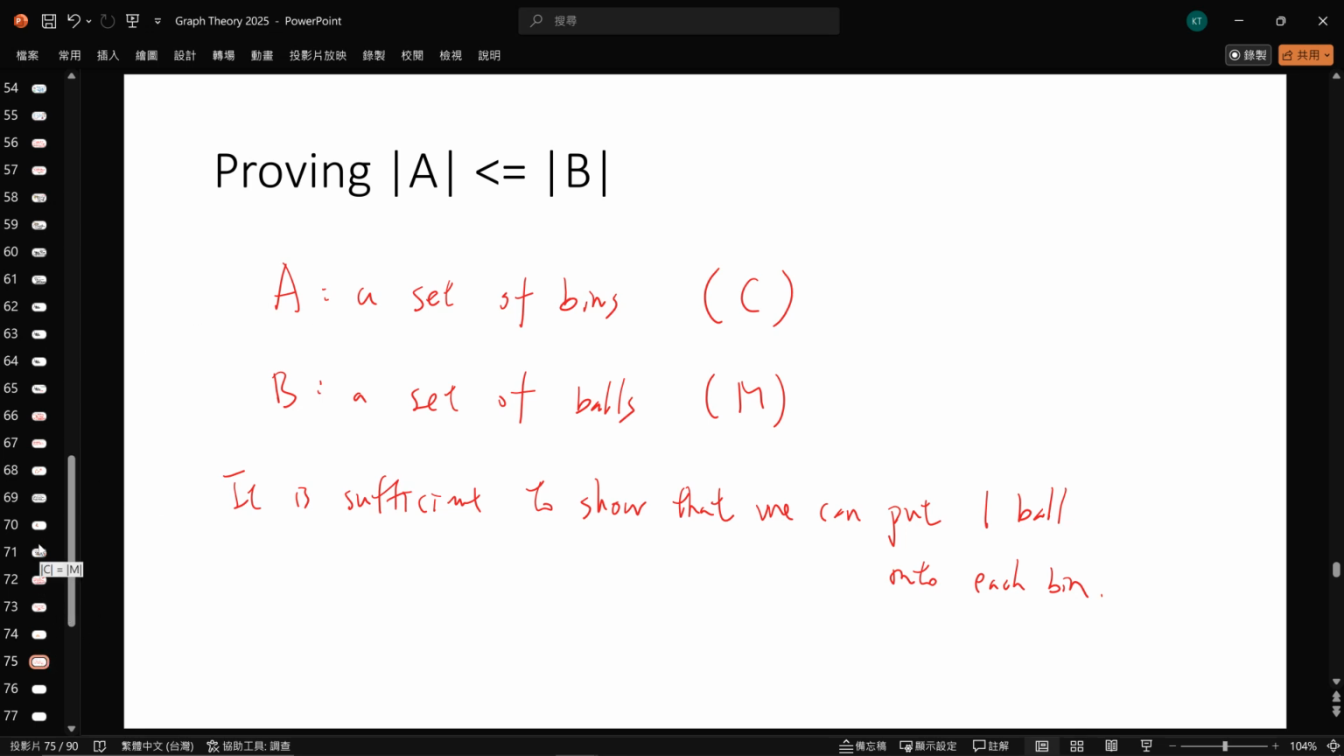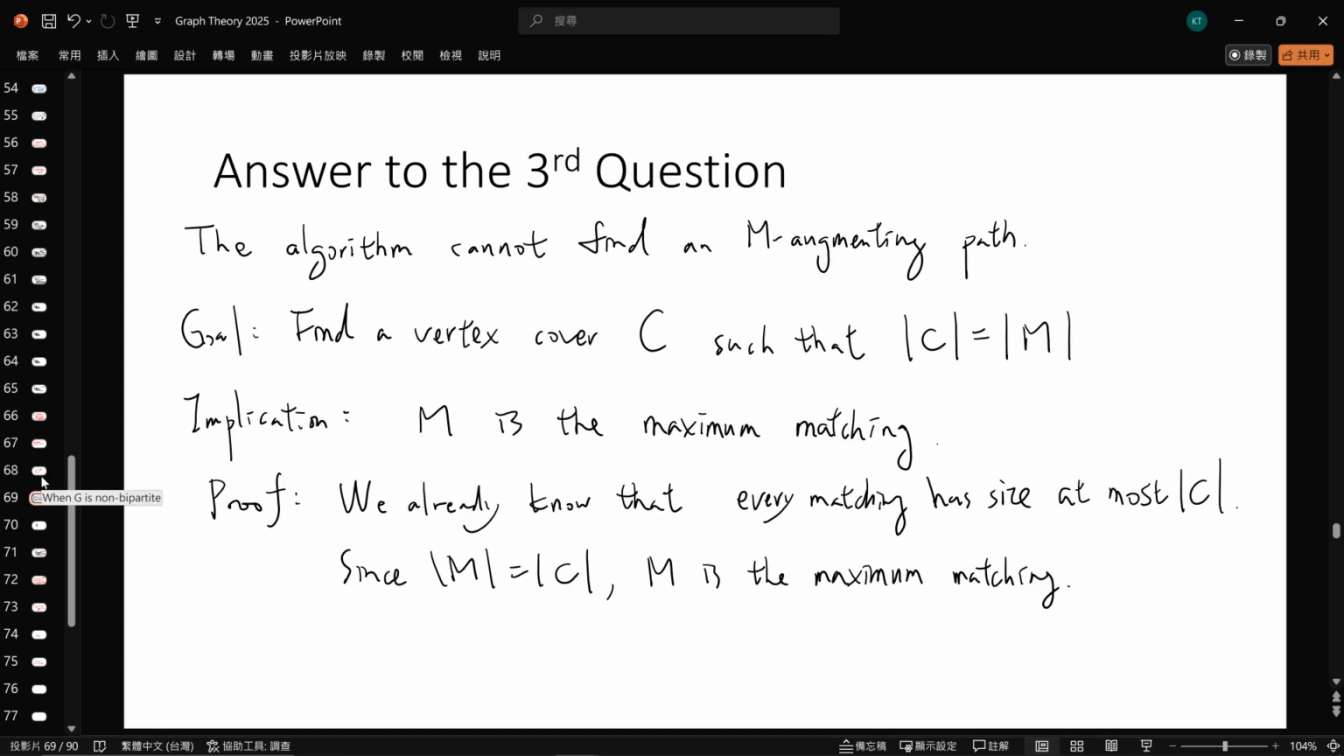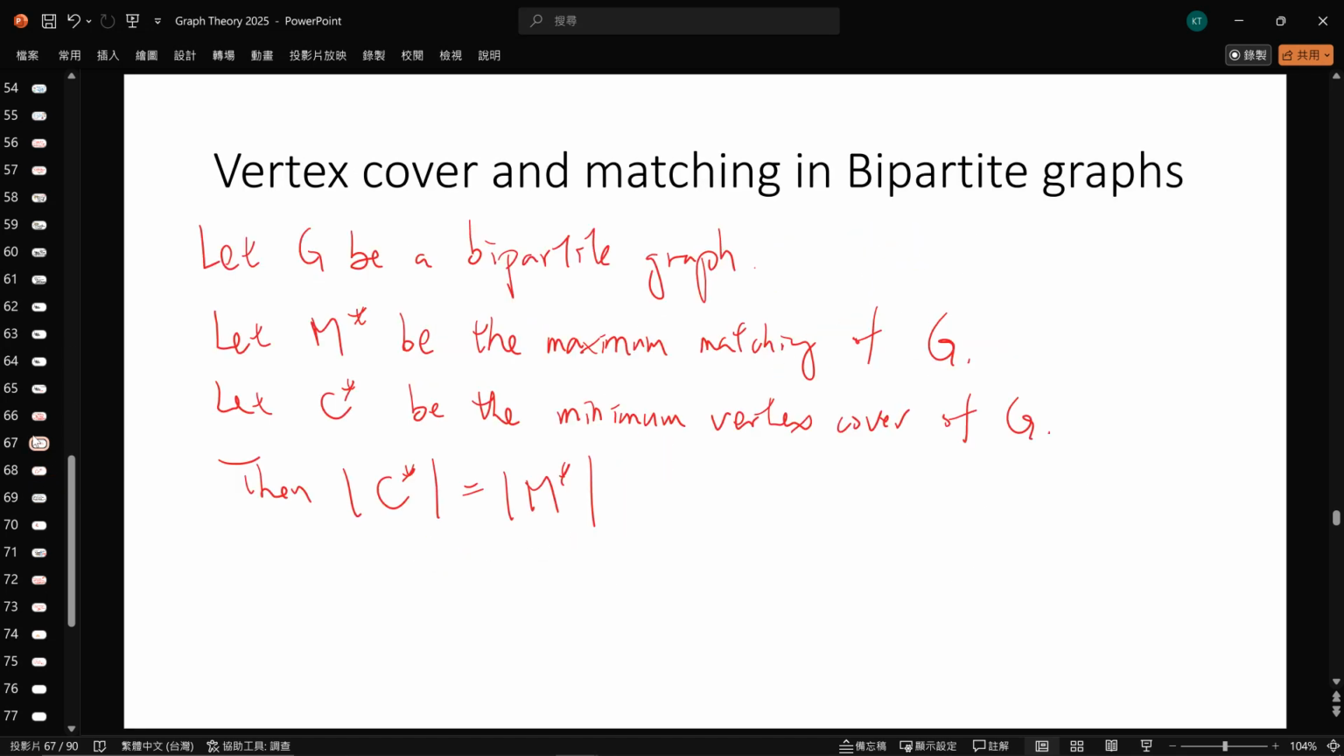So we have answered the last question. Whenever our algorithm cannot find an M augmenting path, this shows that the matching we have is the maximum matching, because we can find a vertex cover whose size equals the size of the matching. So this also shows this result.